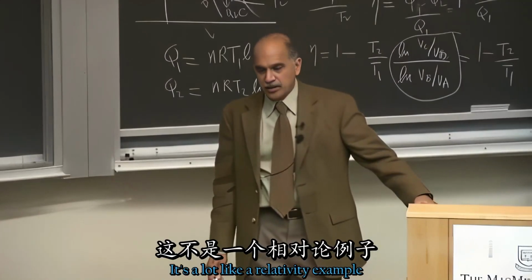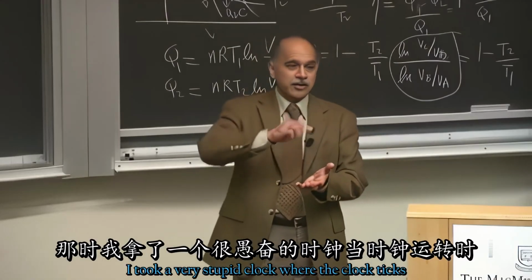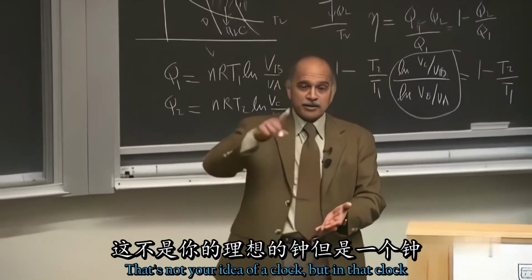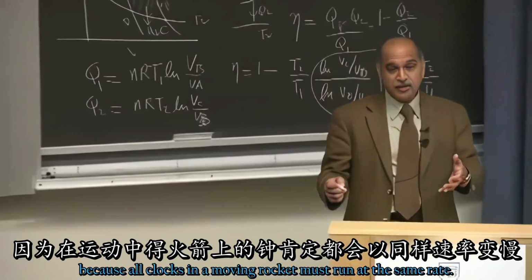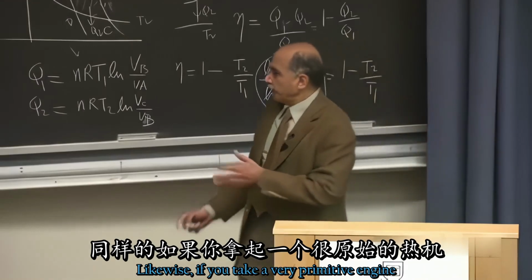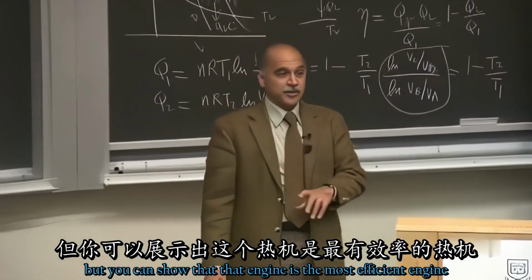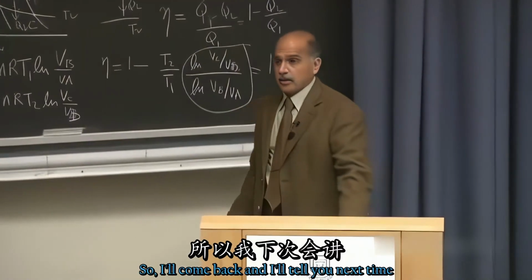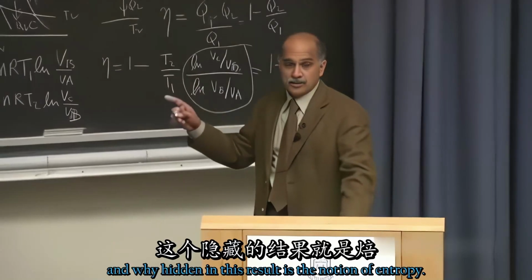It's a lot like a relativity example, where to show you why time slows down in a moving frame, I took a very stupid clock where the clock ticks because a light beam goes up and down. That's not your idea of a clock. But in that clock, if you can see why it slows down, you know that every clock has to slow down because all clocks in a moving rocket must run at the same rate. Otherwise, you can compare the two clocks and find out you're moving. Likewise, if you take a very primitive engine, but you can show that that engine is the most efficient engine, you are done, because that's going to put an upper limit on the efficiency. So I'll come back and I'll tell you next time why no engine can beat this engine and why hidden in this result is the notion of entropy.